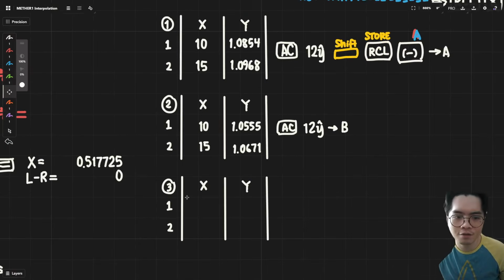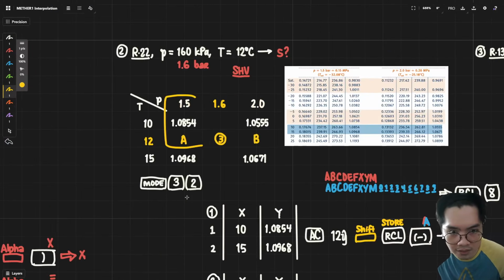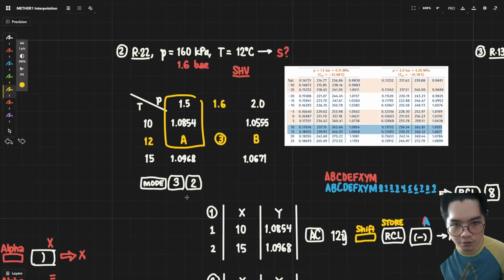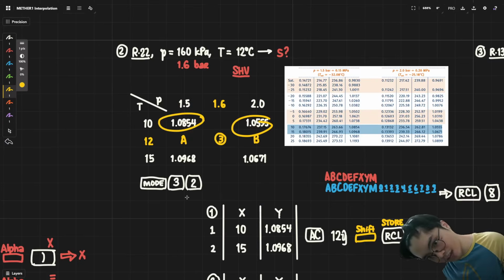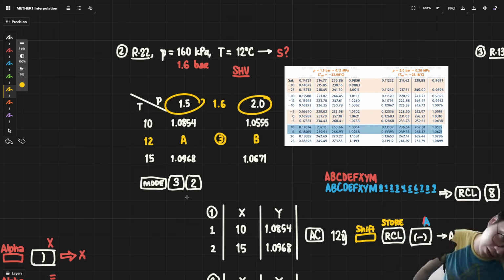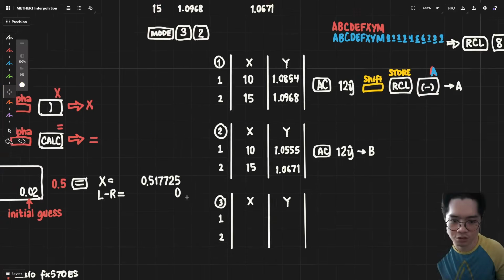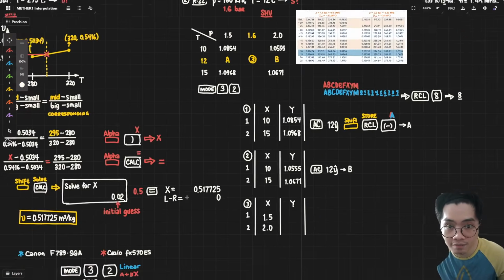And now for number 3, we will look at this table right here. If you tilt your head to the right, you will see that both of these things are your x values, and both of these things are your y values. Or you can also tilt your head like this. But honestly, what you can just do is 1.5 and then 2 and get the corresponding values from there.